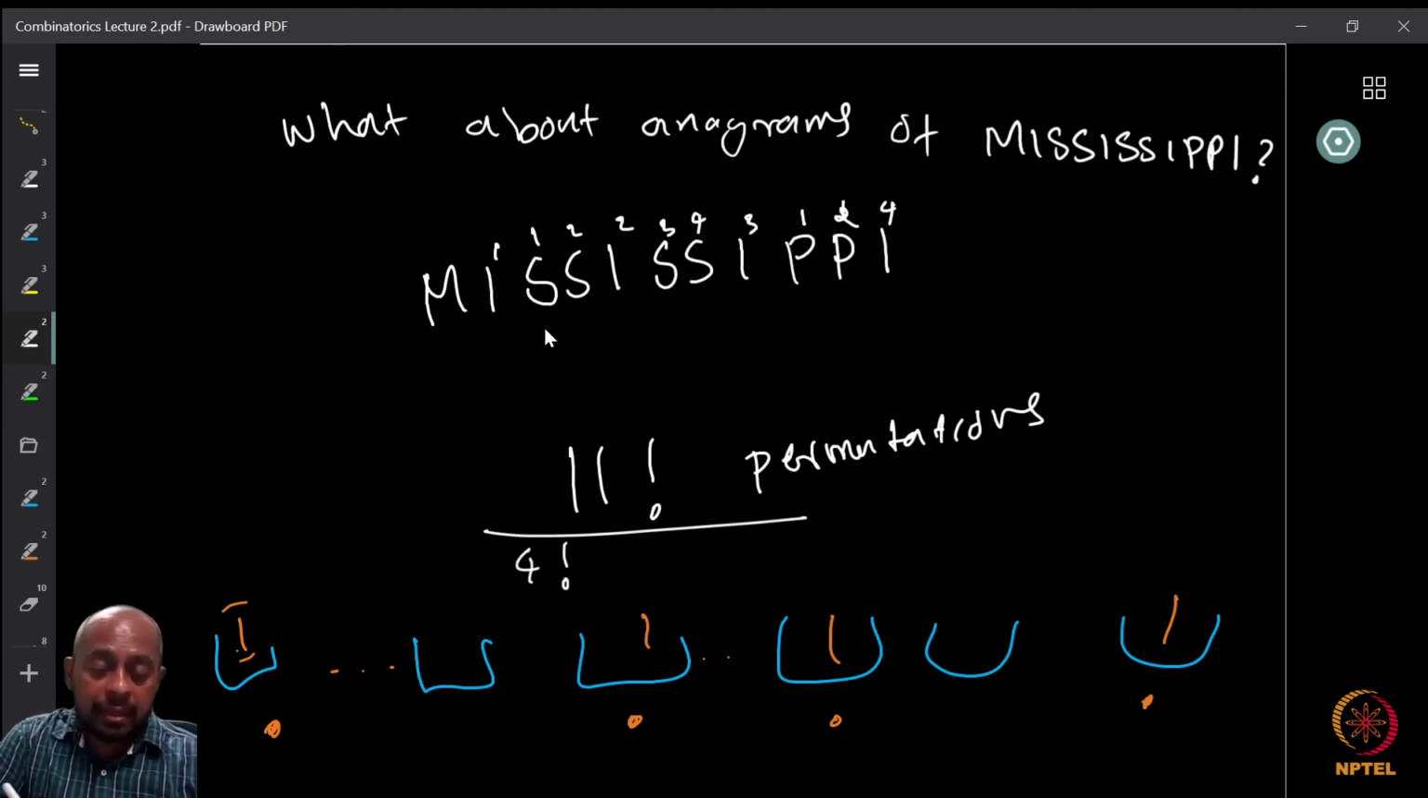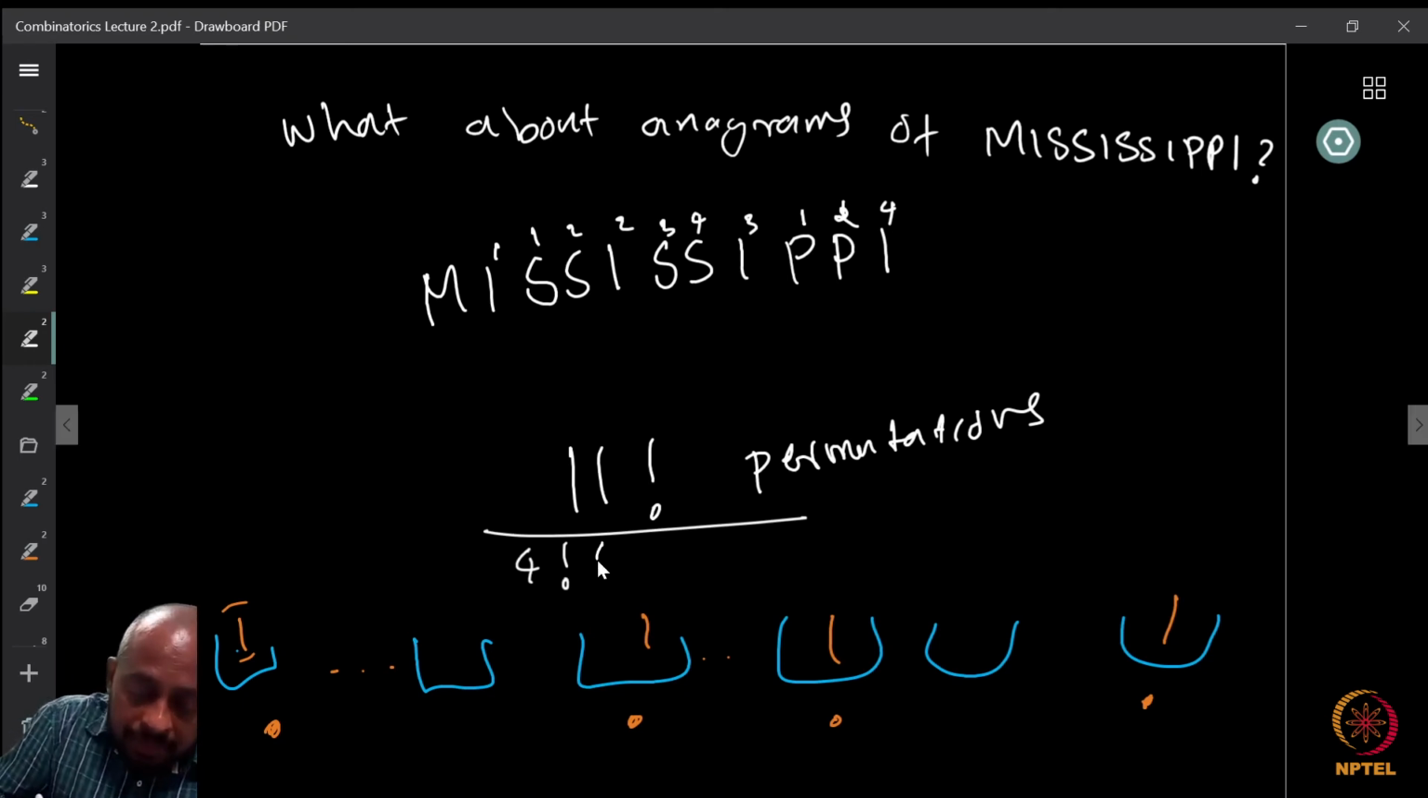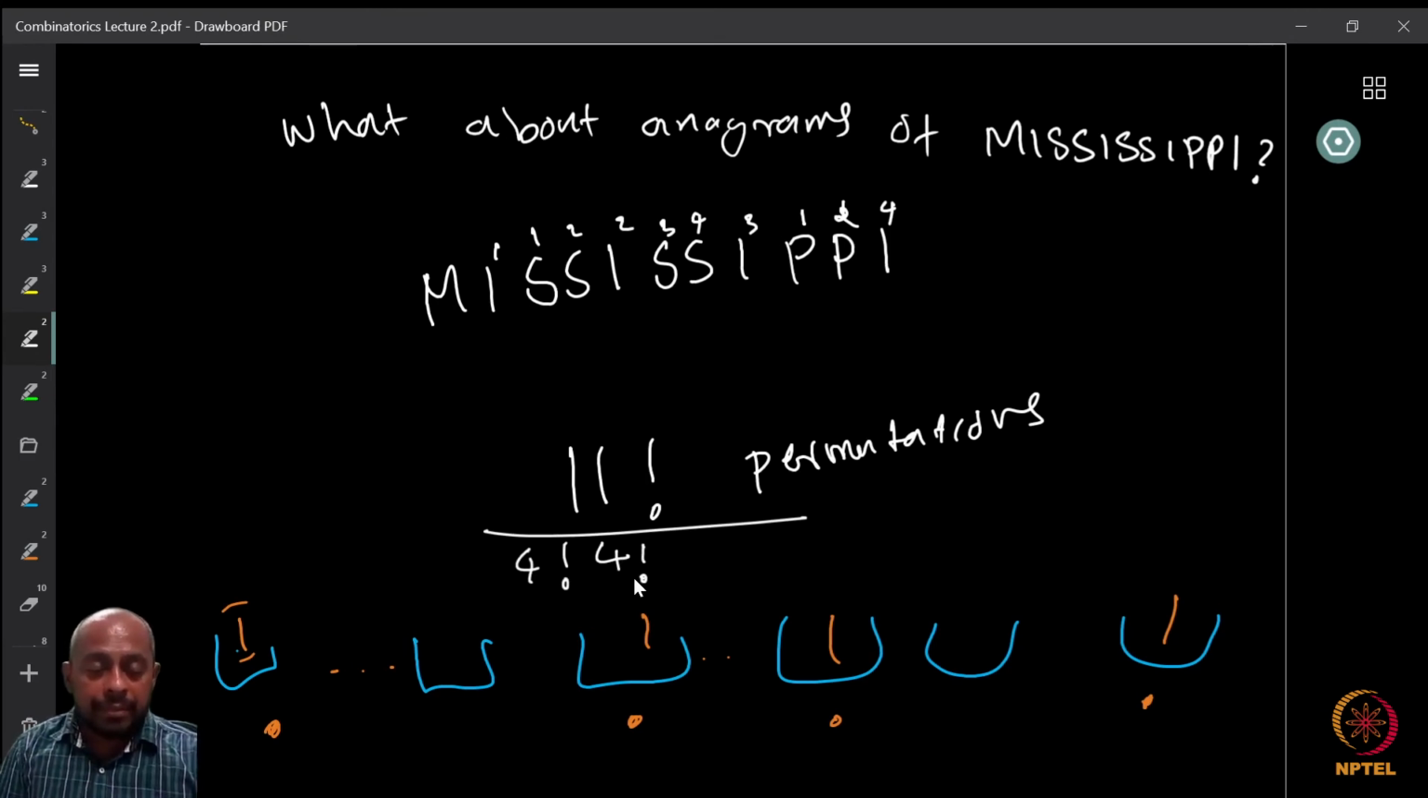Similarly, there are 4 different S's, so I can apply the same rule. I can use the division rule again to say that once I unlabel S, all these 4 factorial will give the same word. So 24 of them will give the same. So I can divide by 4 factorial again. Then I have 2 different P's, so I can divide by 2 factorial. There is only one M, so I can divide by 1 factorial if you want, but we didn't overcount there. So therefore, 11 factorial divided by 4 factorial times 4 factorial times 2 factorial different permutations or anagrams of the word Mississippi are there.